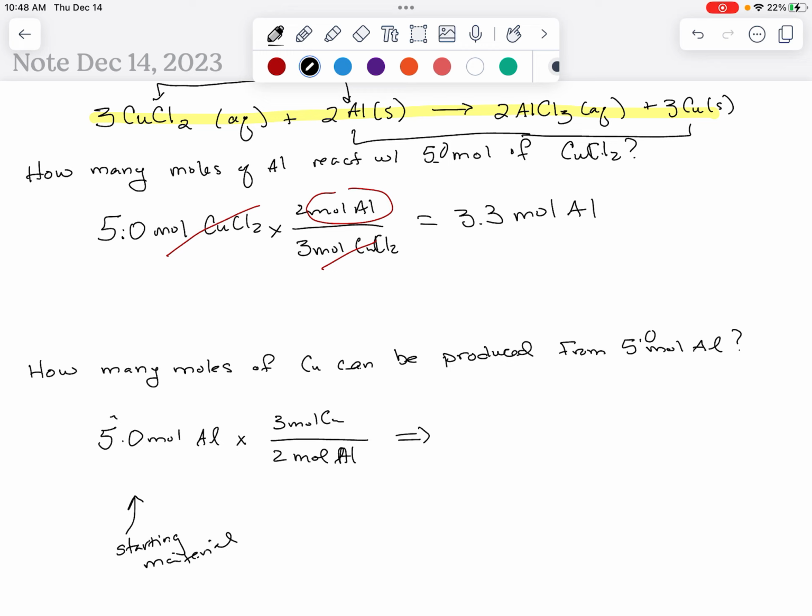And so this is 5.0 times 3, which is 15, divided by 2. That gives me 7.5 moles of copper. And moles of aluminum cancel. What we're left with is moles of copper. And these mole to mole ratios, those are always integers, so these are considered exact numbers. We can keep 2 sig figs in our answer because our measured quantity is the number of moles, and that had 2 sig figs.